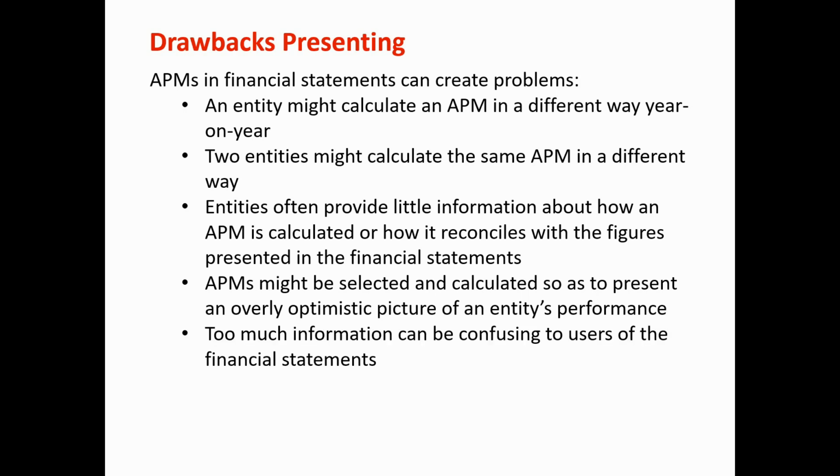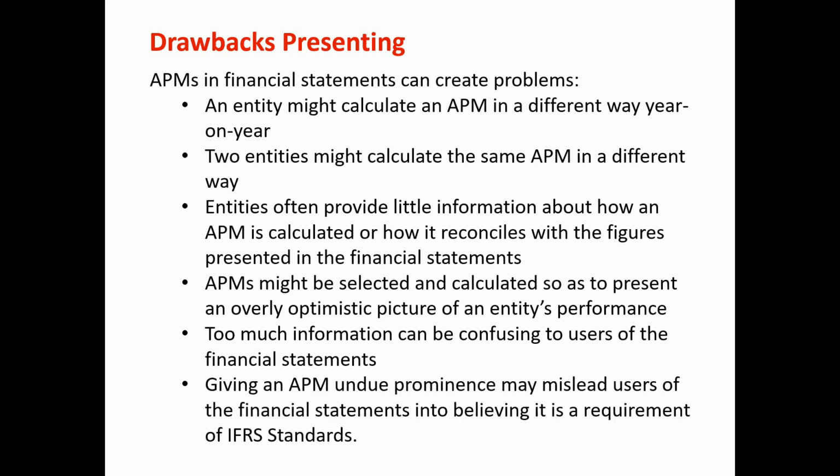Too much information can be confusing to users of the financial statements. In case they provide the additional information along with the annual reports, sometimes investors may get some confusion. And giving an APM undue prominence may mislead users of the financial statements into believing it is a requirement of IFRS standards. So undue prominence may mislead users of the financial statements of the company.